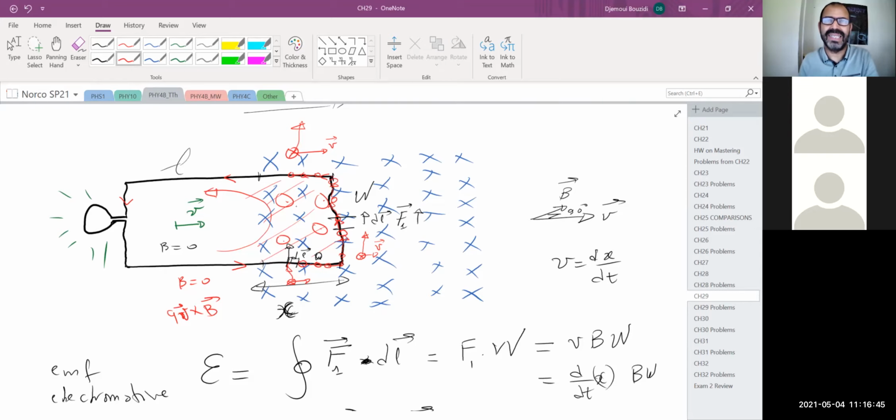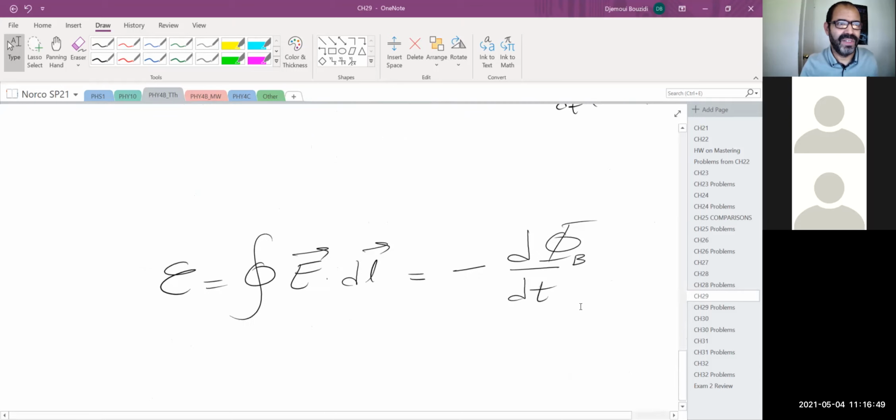So I say in this case, the sign better be negative, because if this flux is increasing in one direction, it's decreasing due to the induced current that is being created. So this sign has to be negative.